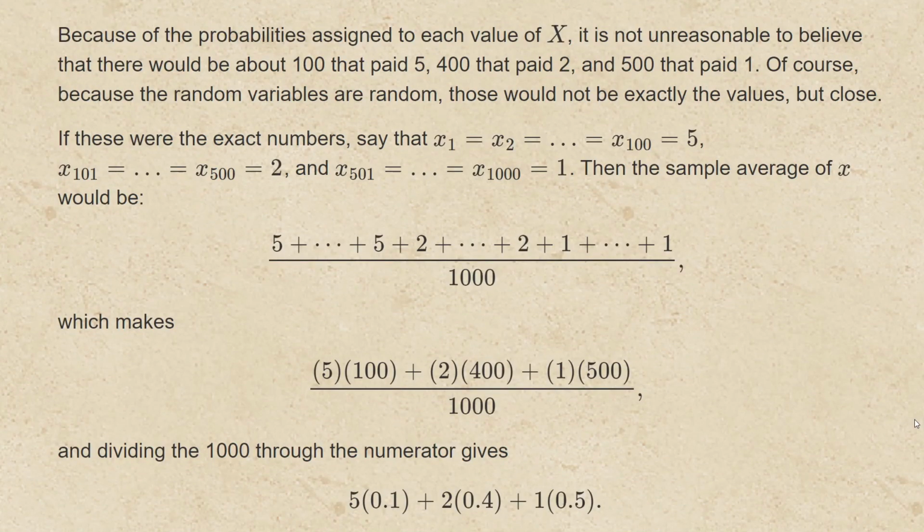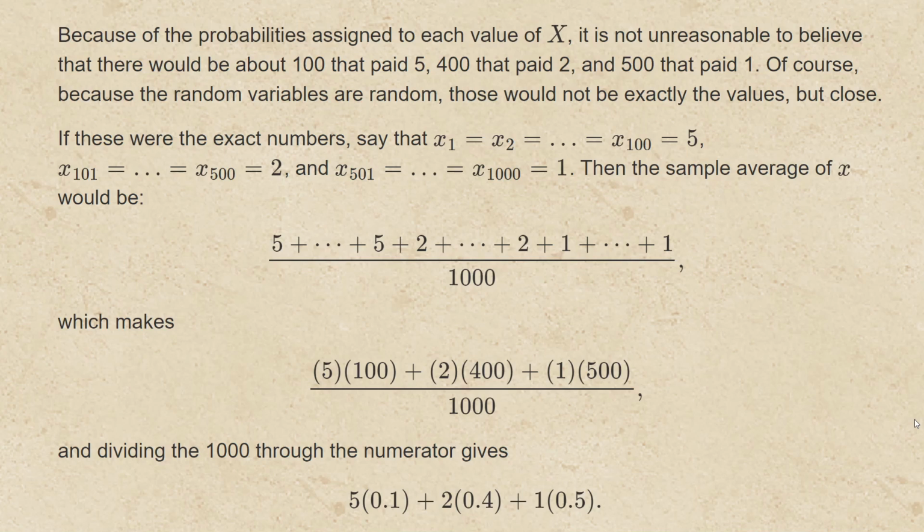Because of the probabilities assigned to each value of X, it is not unreasonable to believe that there would be about 100 that paid 5, 400 that paid 2, and 500 that paid 1. Of course, because the random variables are random, those would not be exactly the values, but close. If these were the exact numbers, say that villager 1 through villager 100 paid 5, villager 101 through villager 500 paid 2, and villager 501 through villager 1000 paid 1.